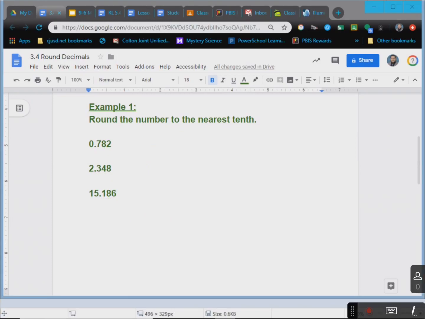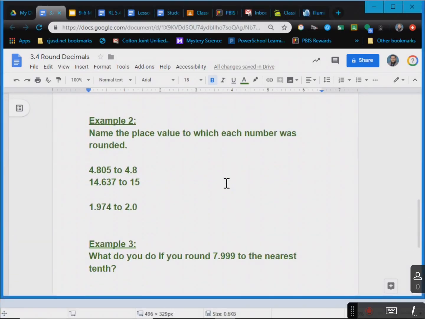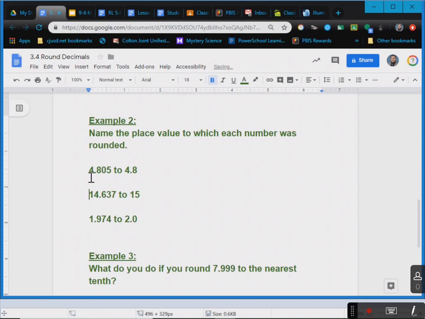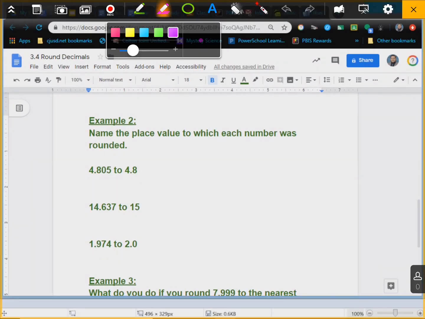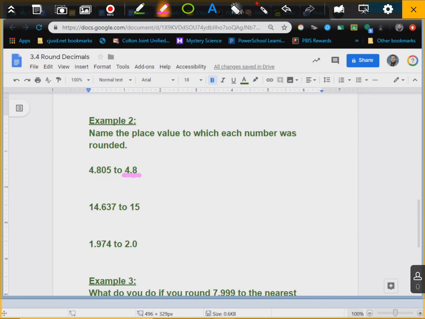Example number 2. Name the place value to which each number was rounded. So they're going to give you a couple of numbers, and you're going to say, okay, how is this rounded? I'll give you a hint on this one, guys. You want to just see what numbers are still there at the end of it. So like if I'm looking at the first problem, 4.805, and it goes to 4.8, well, that tells me that the 0 and the 5 are gone. So it got rounded to the nearest tenth, because that's what's left. You want to look at what's the last one that's left. Okay, and it's tenth.